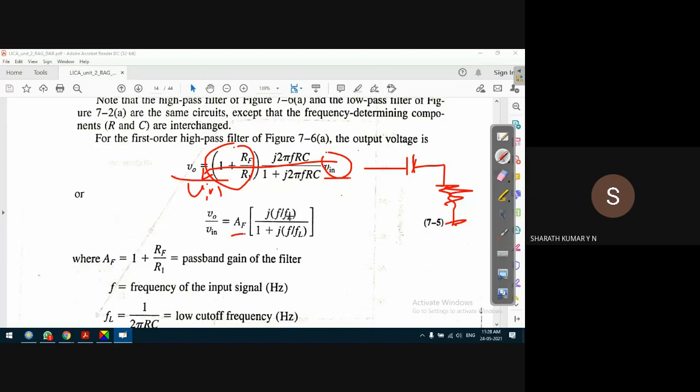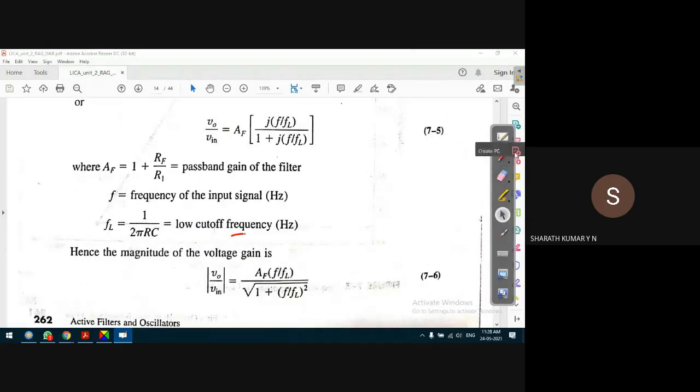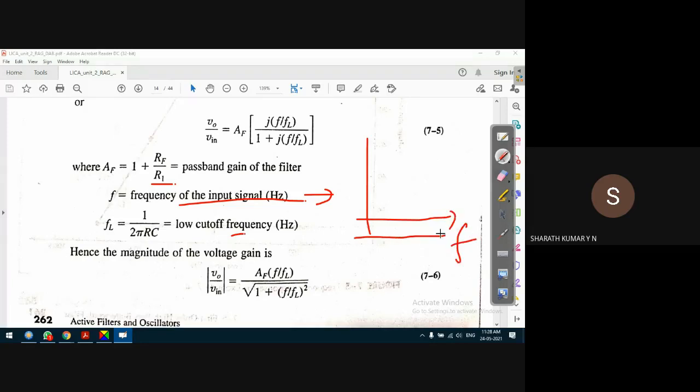This is j into F by FL, where FL is the lower cutoff frequency, and similarly 1 plus j into F by FL. So the gain of the non-inverting amplifier is 1 plus RF by R1, the pass band gain of the filter. F is the frequency of the input signal, which varies from a minimum value to a maximum value. FL is the lower cutoff frequency of the filter, represented as 1 by 2πRC. So RC indicates the tau factor, which determines the lower cutoff frequency.